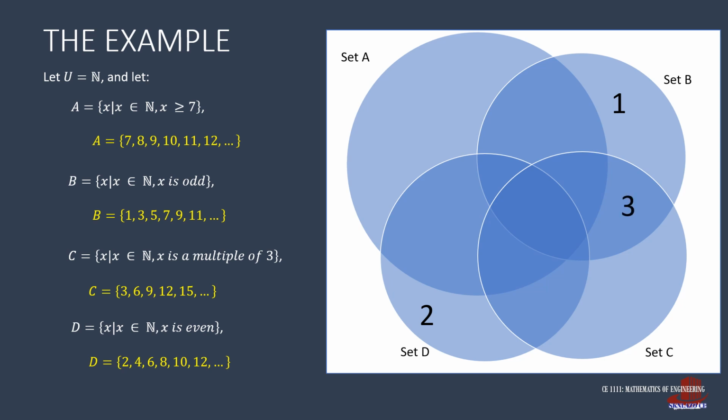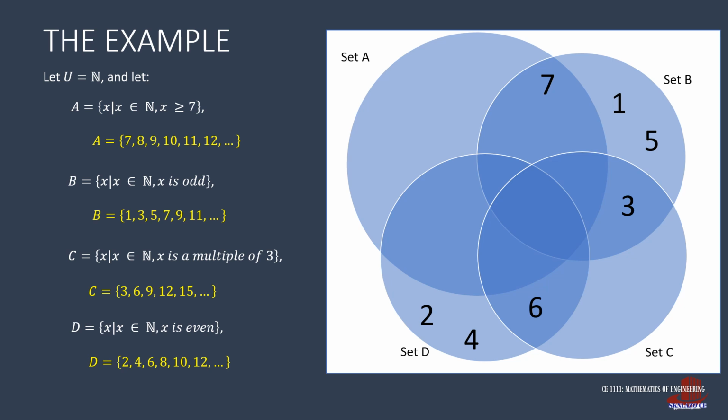3 can be found in both sets B and C, so we place it in their overlap. 4 is only found in set D. 5 is only positioned in set B. 6 can be placed in the overlap of sets C and D.